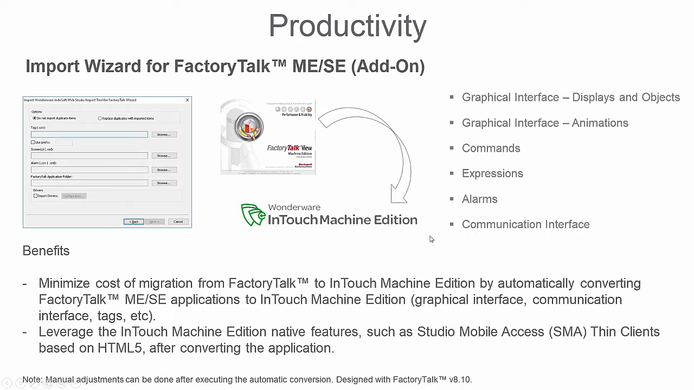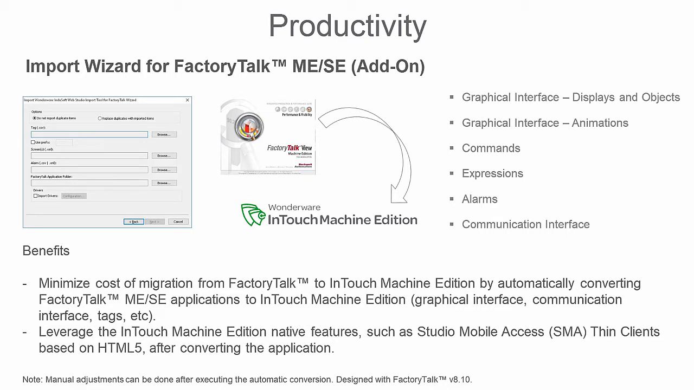Based on benchmark tests conducted with real-world applications and beta tester customers, we were able to convert applications and save roughly 85% to 95% of the time that would take us to convert the whole application manually. Once the application is converted, it's just like any regular application for InTouch Machine Edition. So you can go manually and make adjustments, and you can also leverage any additional features in InTouch Machine Edition not available in the original product for the original HMI.